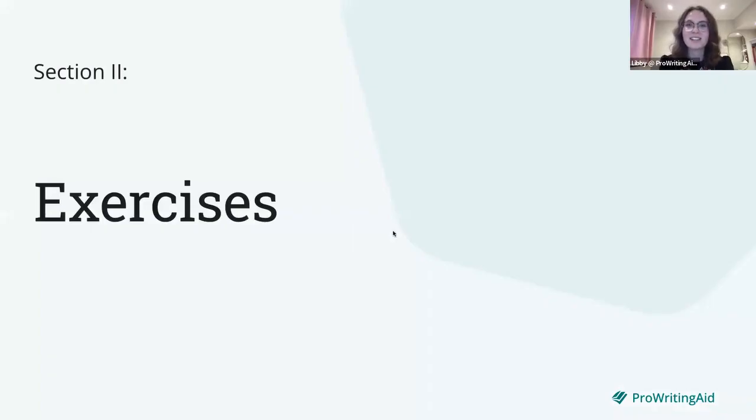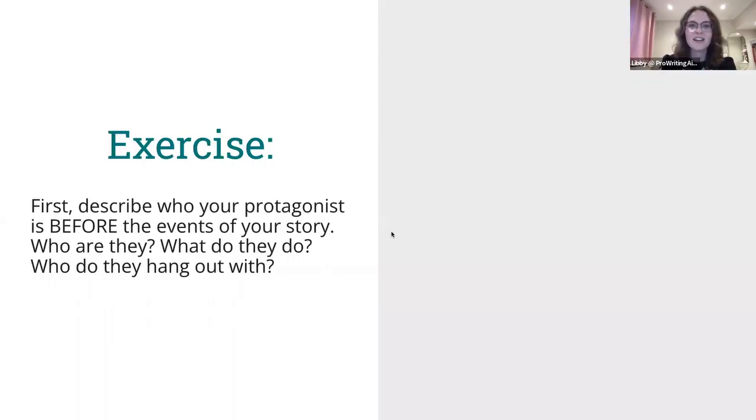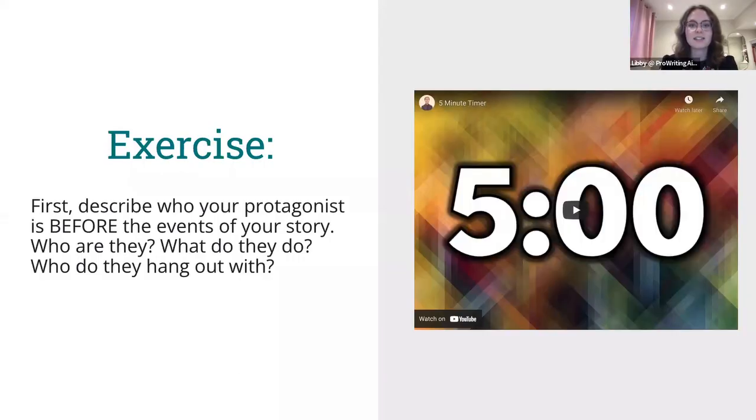We're going to move on to some exercises now so you can actually get writing. Our first exercise is, you're going to describe who your protagonist is before the events of your story. Who are they? What do they do? Who do they hang out with? This is anything that you think is helpful for your reader to get a sense of who your character is before your story changes them in some way.